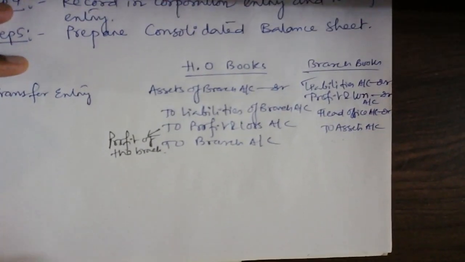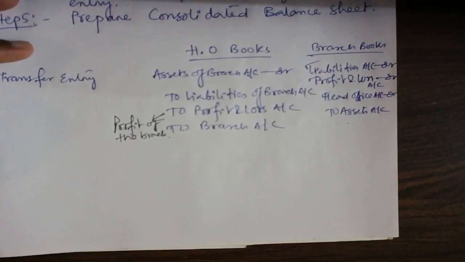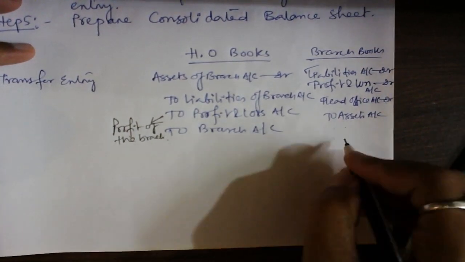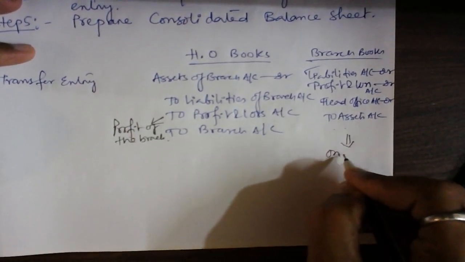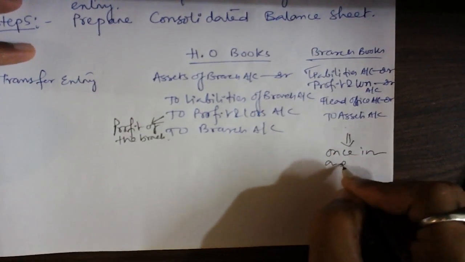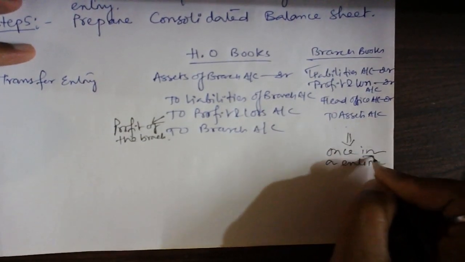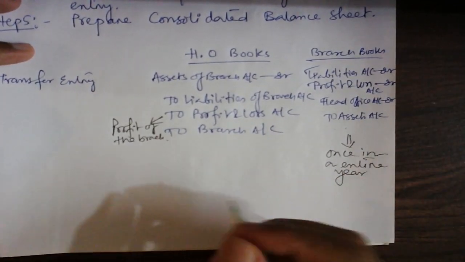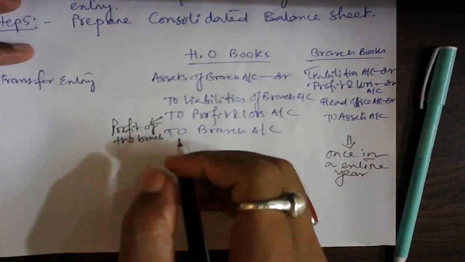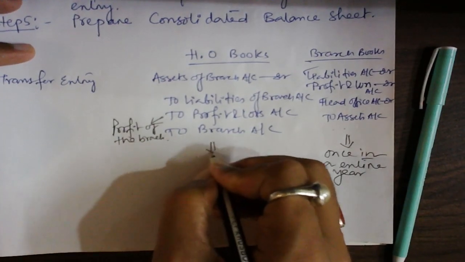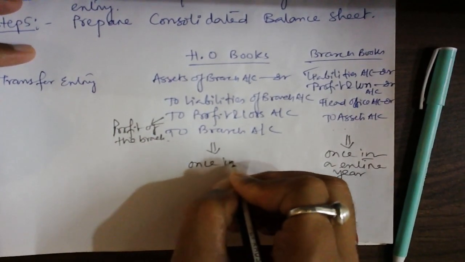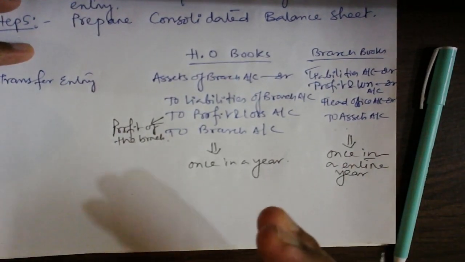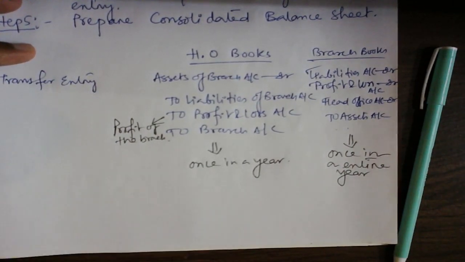We need to remember always that whenever we make this journal entry, it will be made only once in an entire year. You can write here, this journal entry is only made once in an entire year. Guys, remember this. It is made once in a year because it's a final entry when you are transferring the assets and liabilities to the head office books.